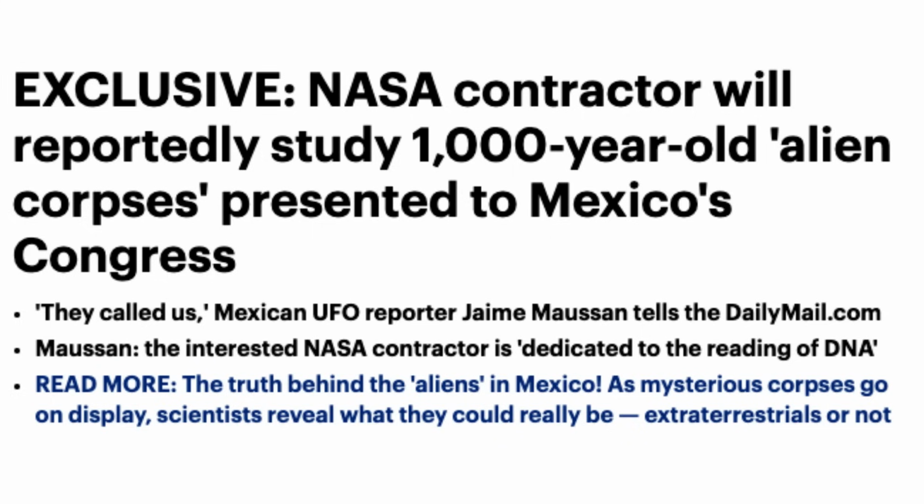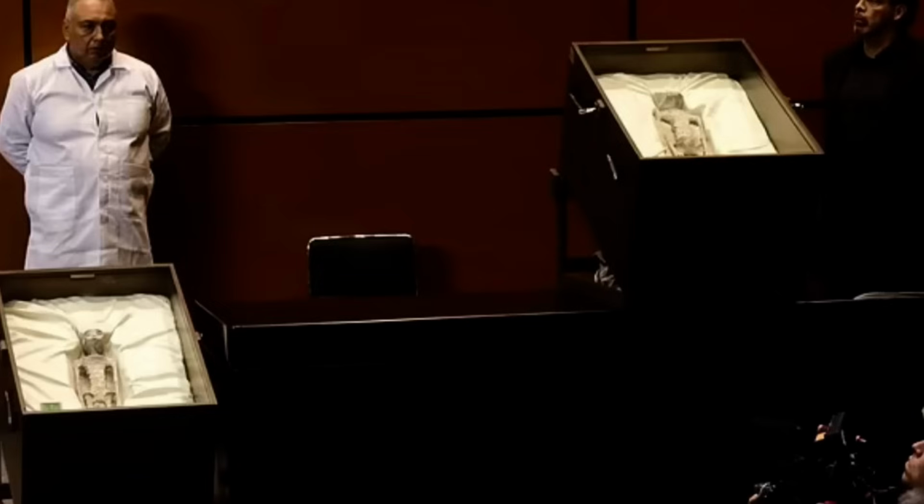All right, this is an exclusive. This one came out on September 22nd as well. NASA contractor will reportedly study 1,000-year-old alien corpse that was presented to Mexico's Congress. A NASA contractor is reportedly looking to study alien bodies that were presented to Mexico's Congress during a controversial UFO hearing.